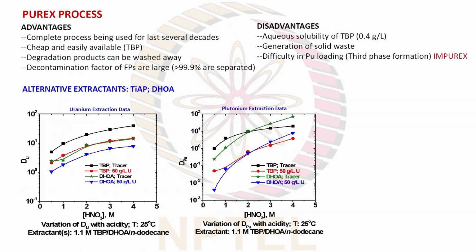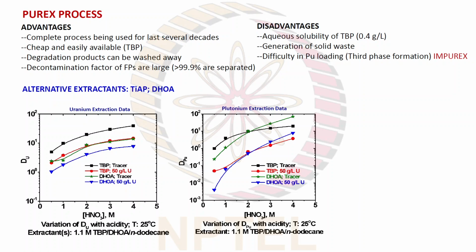And yeah, the advantages of the Purex process are that it is a complete process used for the last several decades, cheap and easily available. Degradation products can be washed away. Decontamination factors of fission products are large. Disadvantages are the aqueous solubility of TBP, which is 0.4 gram per liter, generation of solid waste, difficulty in plutonium loading, and third phase formation, which is in Purex.